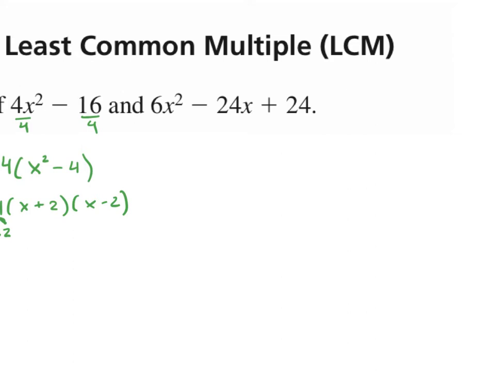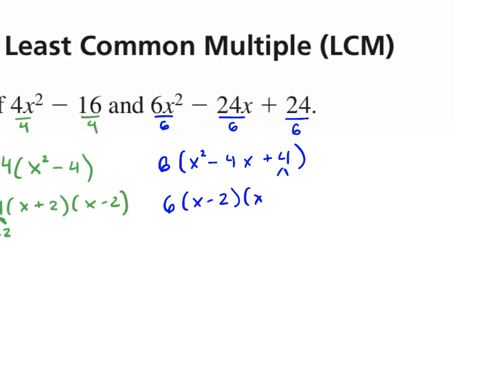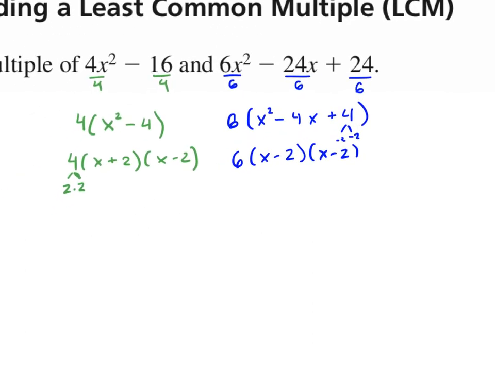So we see that we can divide all of these by 6. So we take out a 6. We have x squared minus 24 divided by 6 is 4. And then we can factor this, our two factors of 4 that add to negative 4 are negative 2 and negative 2. So x minus 2 times x minus 2. And then our factors of 6 are 2 and 3.